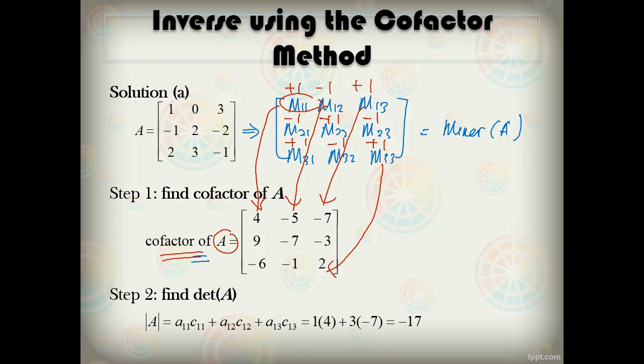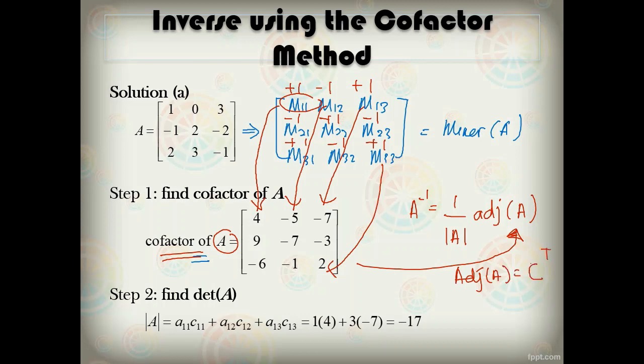Once you get your cofactor, remember we need to apply this formula: 1 over determinant A times the adjoint of matrix A. So beside the cofactor, we continue with finding the adjoint. From the cofactor we continue to find the adjoint, where the adjoint is the transpose of your cofactor. And then beside that we need the determinant.